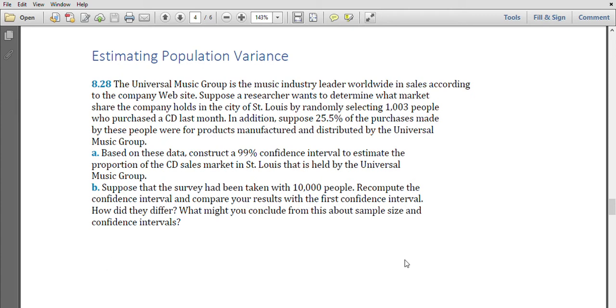In addition, suppose 25.5% of the purchases made by these people were for products manufactured and distributed by Universal Music Group. Two important pieces of information we already have: randomly selecting 1,003 people means this must be our sample size. The next information is that 25.5% of the purchases made by these people were products manufactured and distributed by Universal Music Group. So this is similar to our proportion. This will be our sample proportion, because this is our sample size and this is our sample proportion.